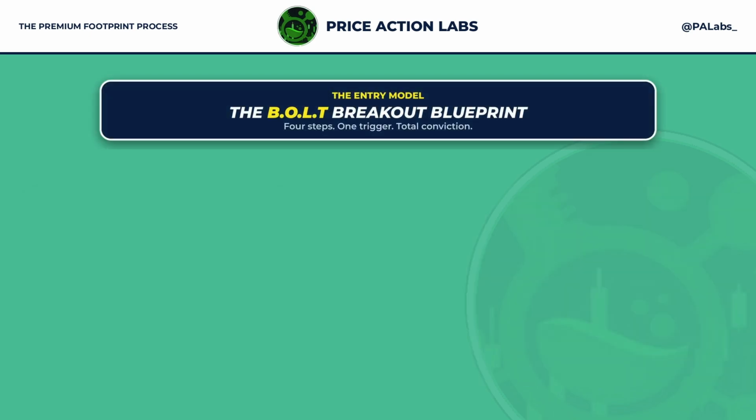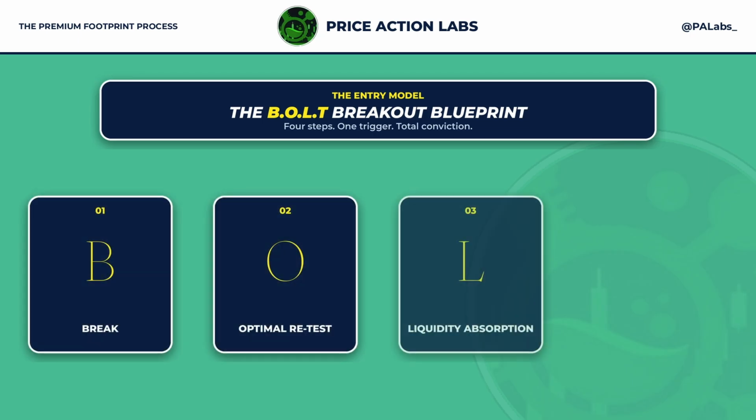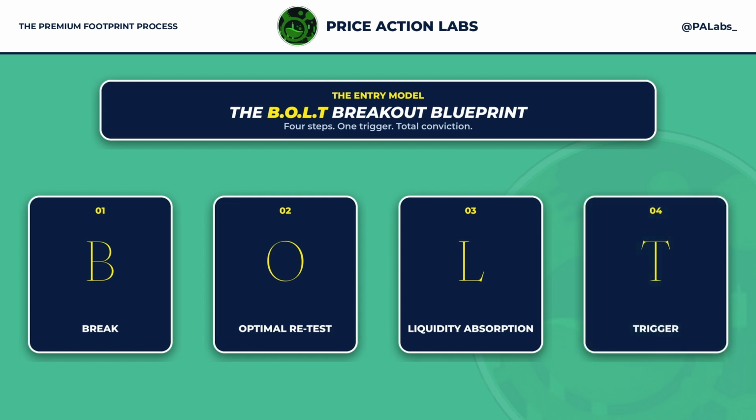How do we do that? We do that with inbuilt systems like the 4-step positioning process and the Bolt breakout blueprint. So: break, optimal retest, liquidity absorption, and then we pull the trigger. Order flow and footprint charts are essential to make the system work. You cannot trade it without order flow and footprint charts. And the FlowState OS app gives you direct instructions on how to do that.